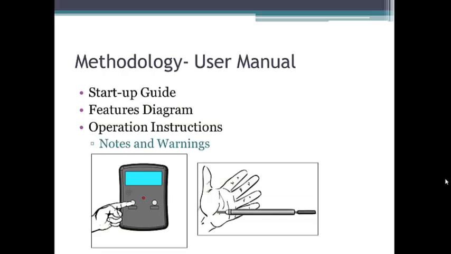With the new design in place, we wanted to create the beginnings of a user manual for the Wart Eliminator to tackle the ease of use and training material parts to the survey. This included a startup guide describing how to get the Wart Eliminator up and running, a features diagram labeling all parts important on the product, and step-by-step operation instructions with all necessary notes and warnings. Below are some example figures used in the operation instructions.